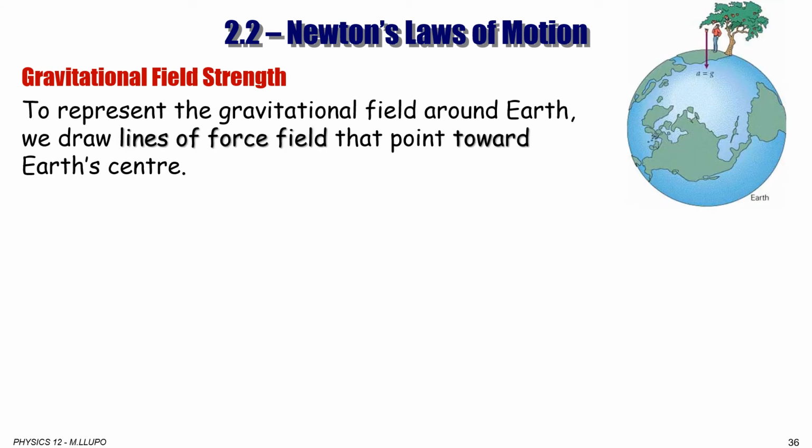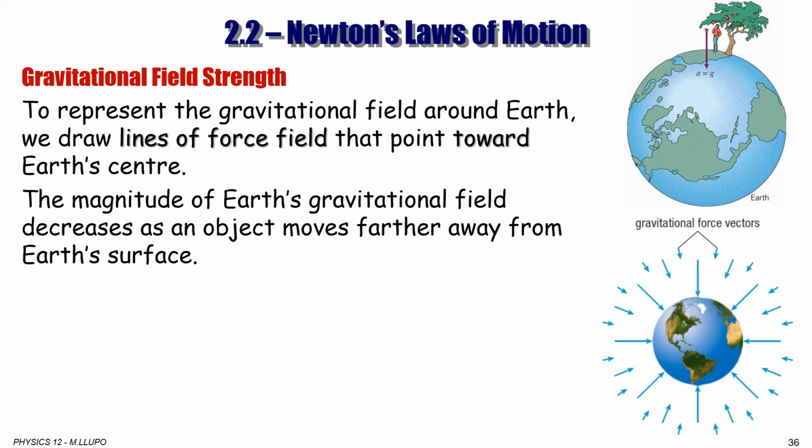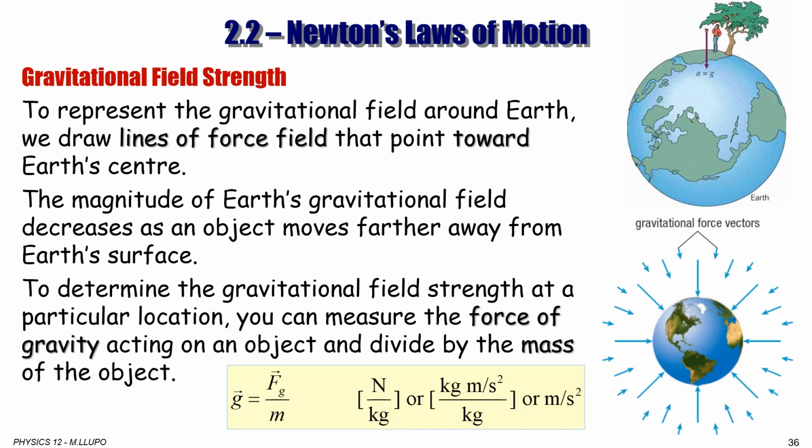To represent the gravitational field around the Earth, we draw lines of force field that point toward the center of the Earth. As you see, those lines get closer together near the surface of the Earth. That means the field gets stronger as you move closer to the surface of the Earth, and the magnitude of the Earth's gravitational field decreases as an object moves further away from the surface. More about this we're going to learn in chapter 6.